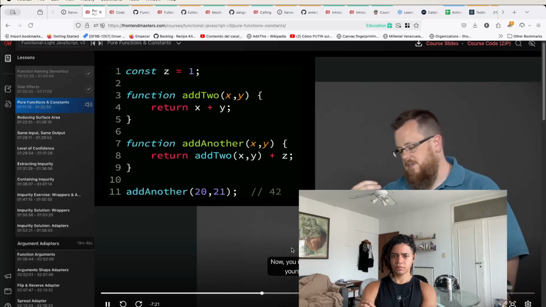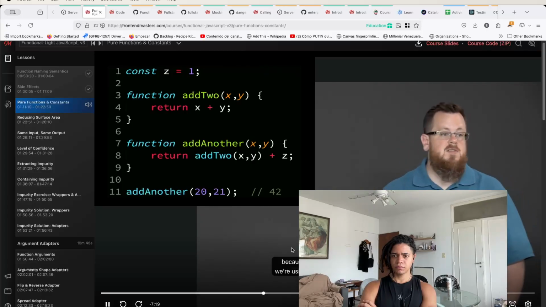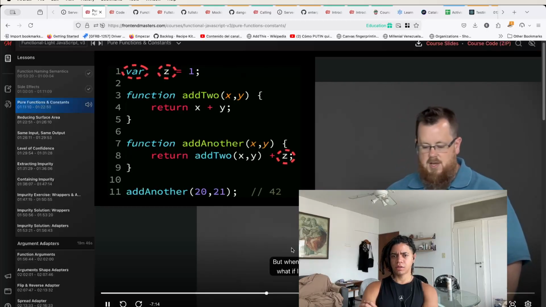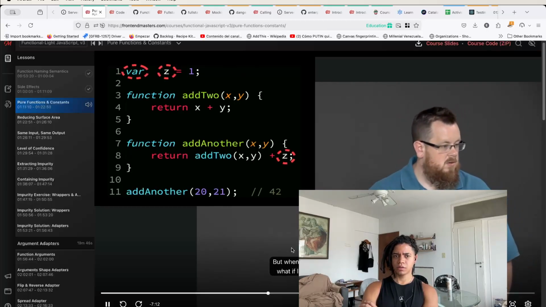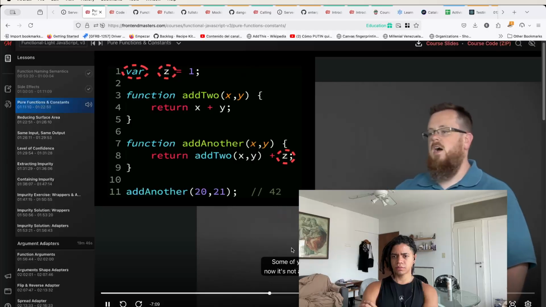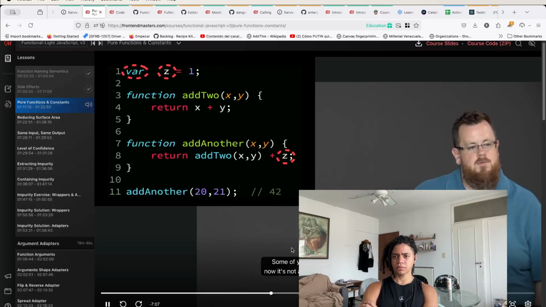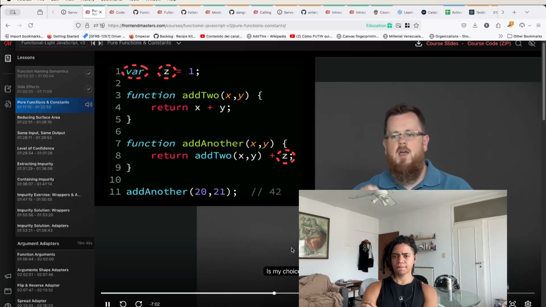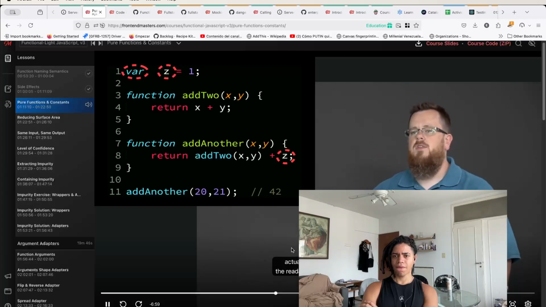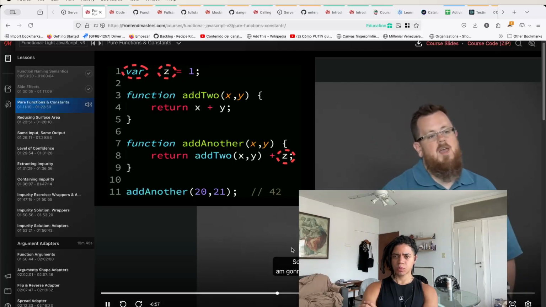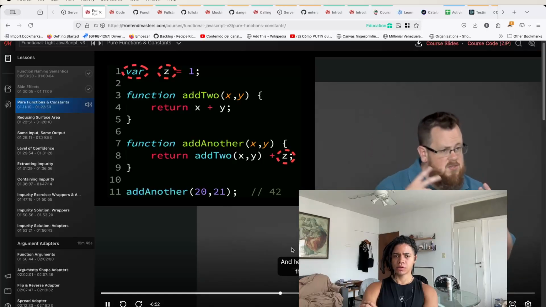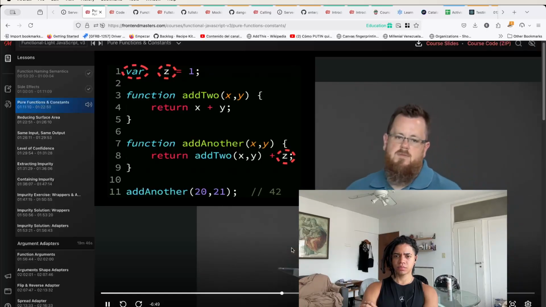Now, you may be able to convince yourself that that is true because I pointed out that we're using the const keyword. But when I switch it up and I say, what if I use the var keyword? Some of you may be saying, well, now it's not a pure function. Really? Is my choice of const versus var here actually going to impact the readability of this program? Some say yes, but I'm going to say, I don't think so. And here's the reason, and this is critical for all the rest of our discussion.